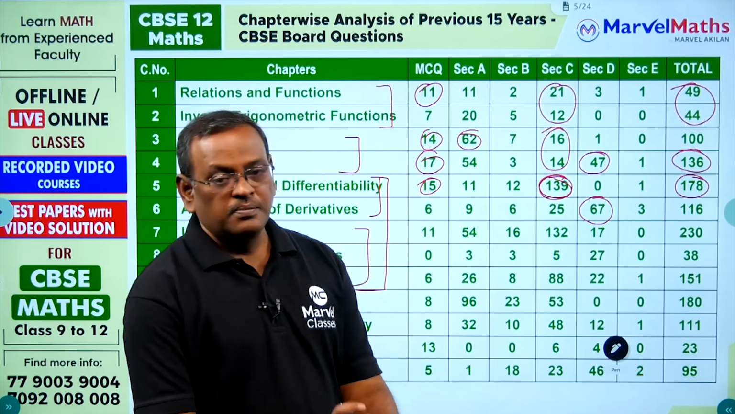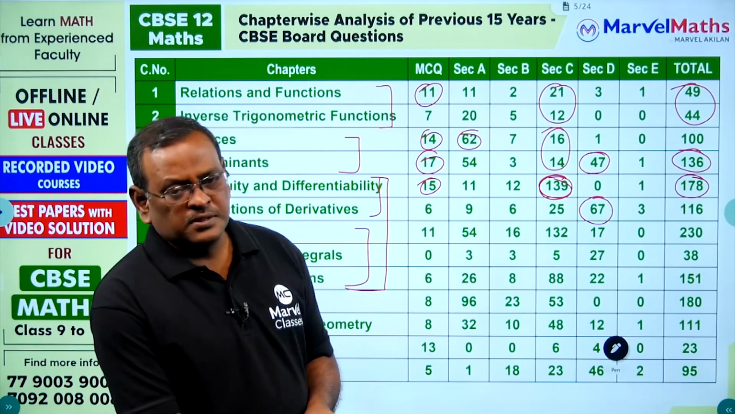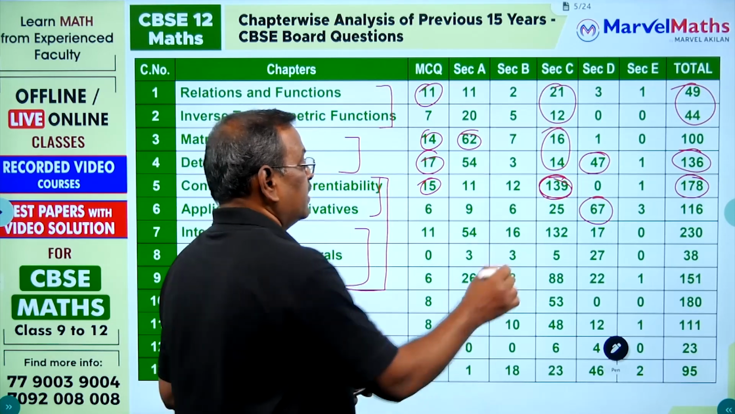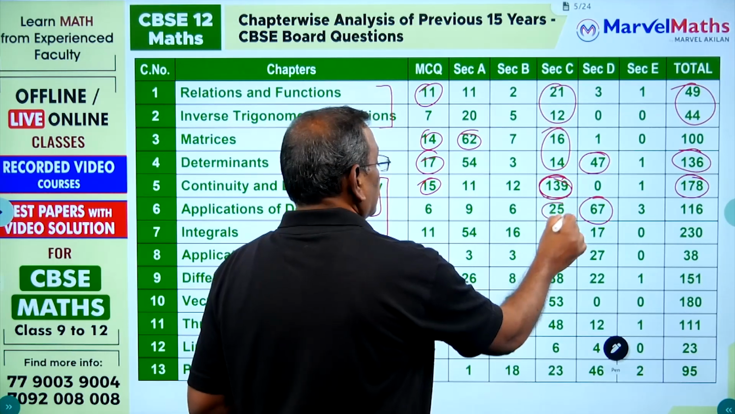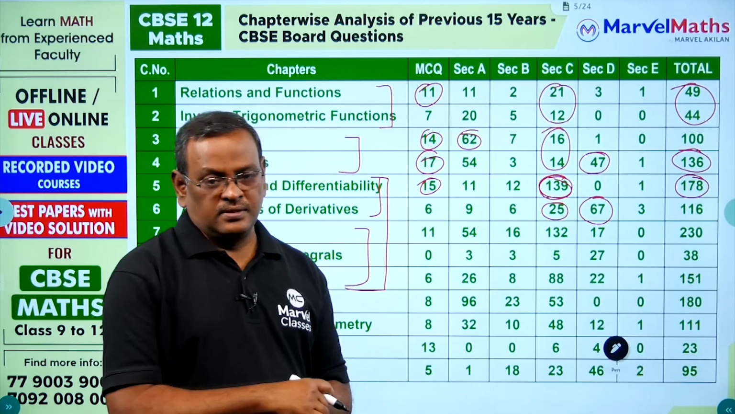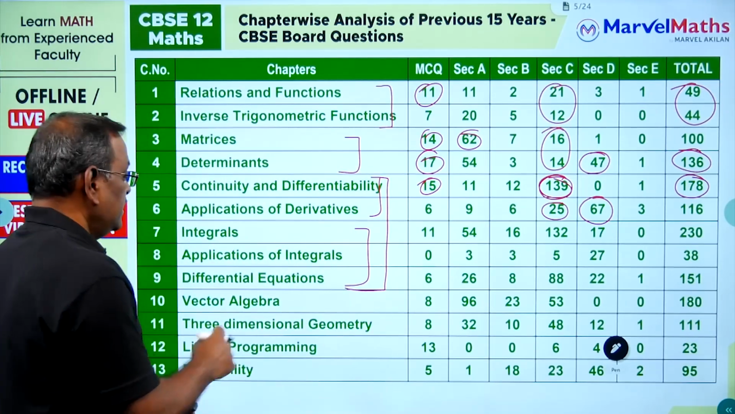The first part is very important in maximum minimum word problems, and very rarely you can expect increasing decreasing in section D. And 25 questions from section C: either rate of change or increasing decreasing, both are most important 3 mark sections. And integrals.